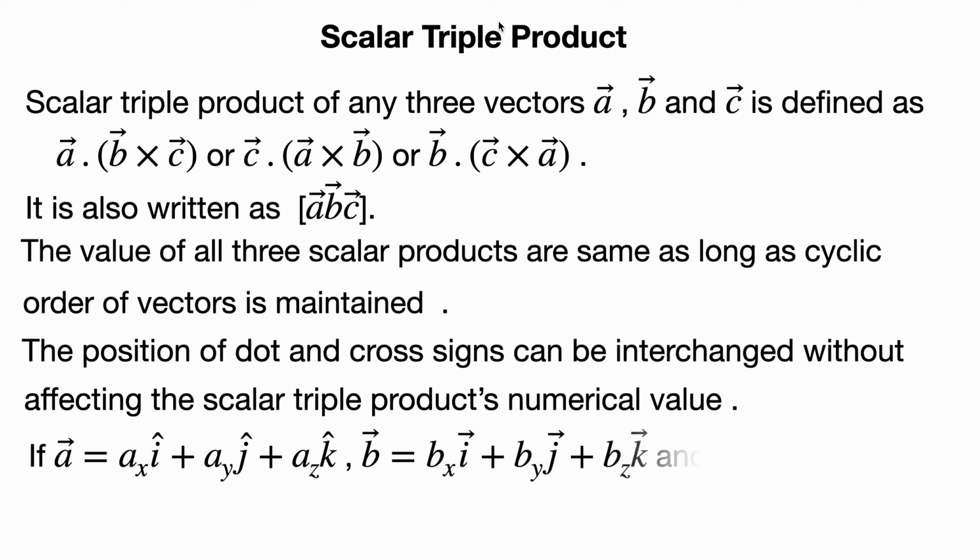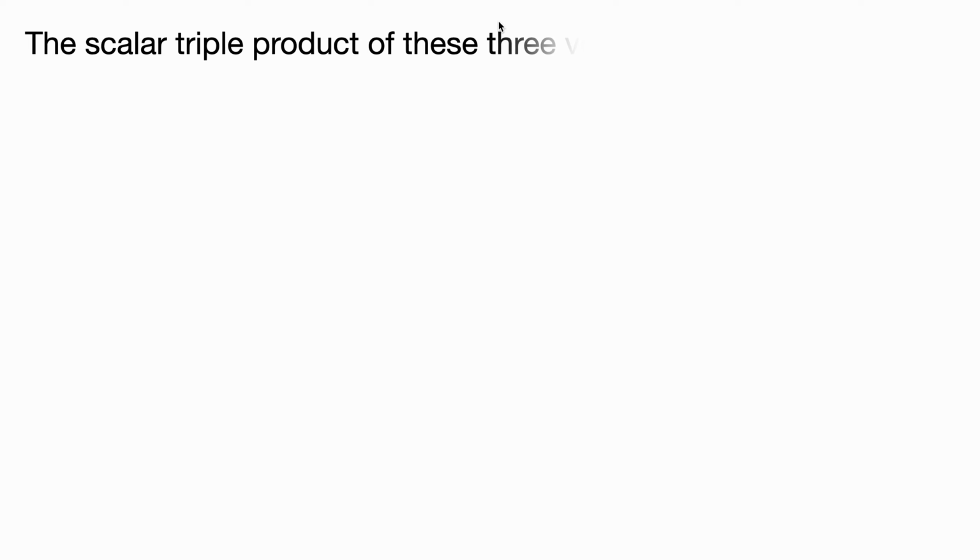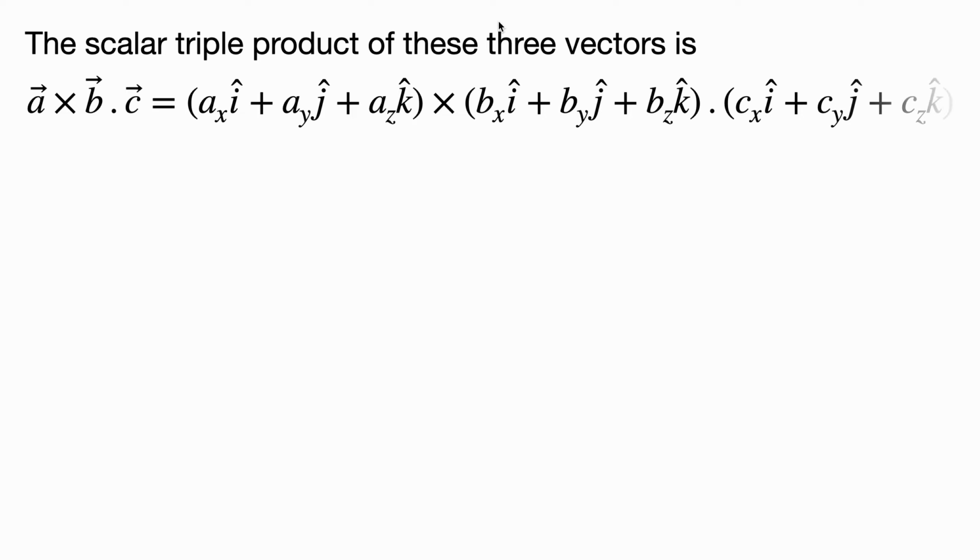If vector A equals ax i cap plus ay j cap plus az k cap and vector B equals bx i cap plus by j cap plus bz k cap and vector C equals cx i cap plus cy j cap plus cz k cap, the scalar triple product of these three vectors is obtained as vector A cross vector B dot vector C, which is evaluated as first we evaluate the cross product of vector A and vector B, and then we dot this cross product with the third vector, vector C.